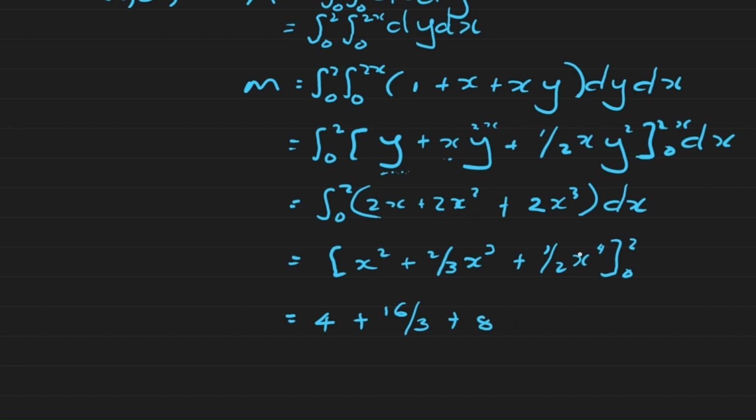2 to the power 4 is 16, 16 divided by 2 is 8, and if we just add it up, we see that we get 52 over 3. So this is what the total mass is equal to. So the total mass is equal to 52 over 3. This is just the first step that we need to take to find the center of mass. This is just the denominator of the center of mass equation.